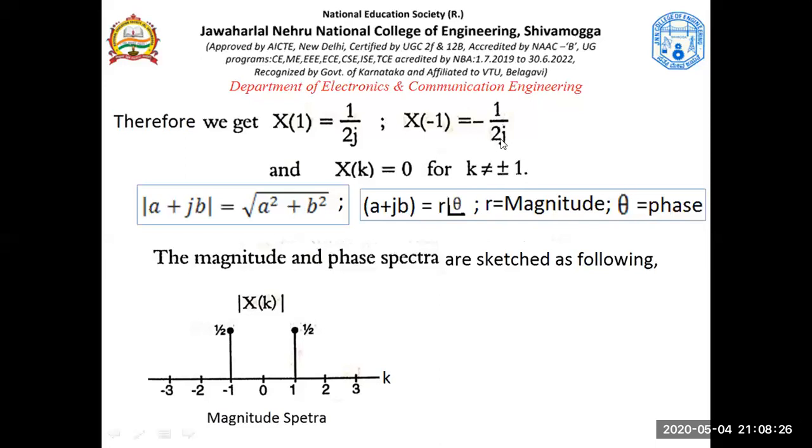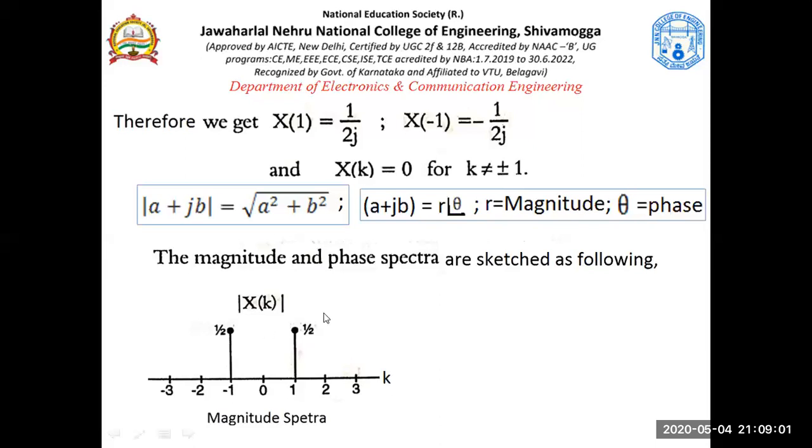The same happens here. There is no real term, only an imaginary term. Leave that j and take the 1 by 2, or minus 1 by 2. What happens? The square root of minus 1 by 2 squared is again the square root of 1 by 4, which again is half. So you have one component at k equal to 1 and another component at k equal to minus 1. If this x-axis is k, it is the frequency domain. If this x-axis is t, it is the time domain. So this is the magnitude spectra.